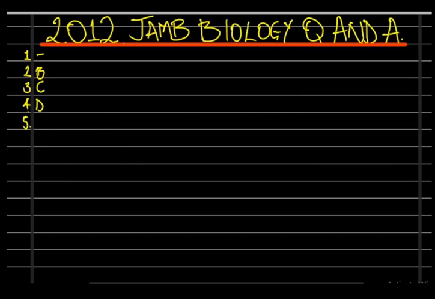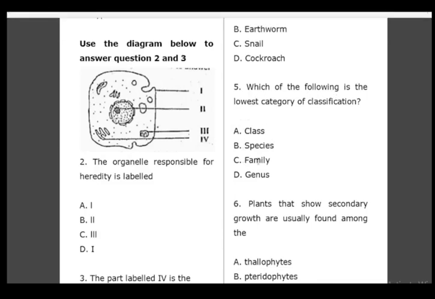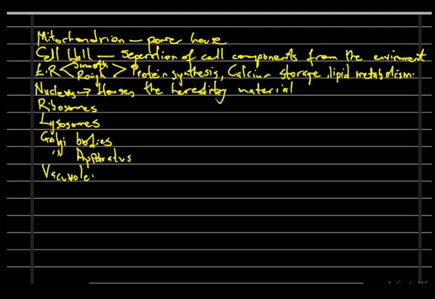Number 5 question there says, which of the following is the lowest category of classification? A, class, B, species, C, family, D, genus. When we look at levels of classification, these are the levels that we have. Let me just put them here. There are 7 in number. We have them starting from K. We have the kingdom.